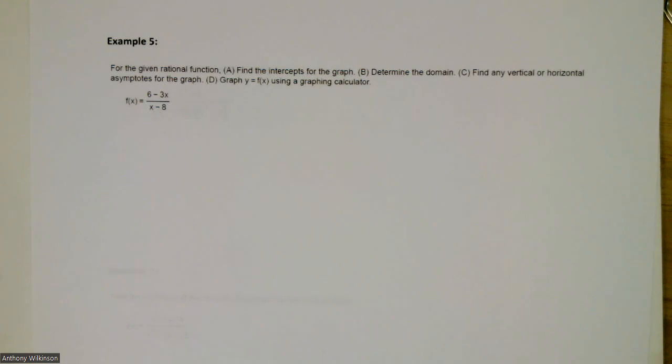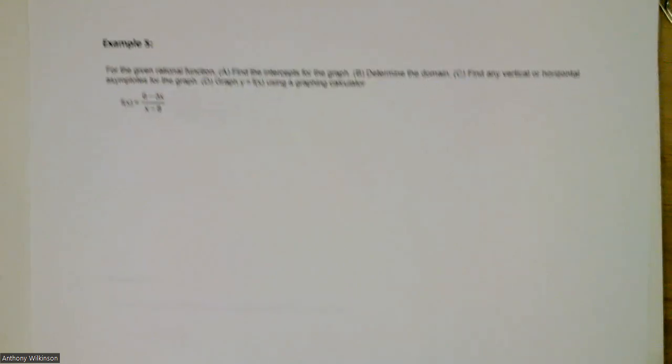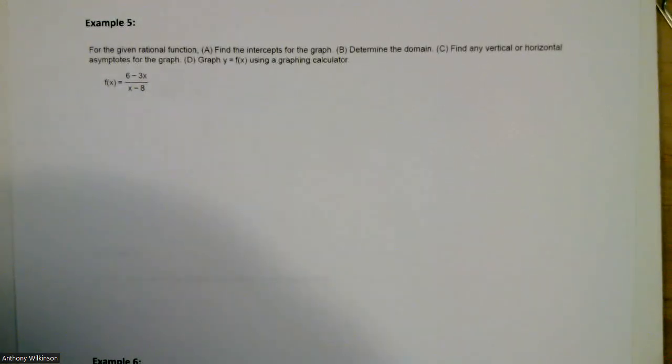Here's some examples of this. For the given rational function, we're going to find the intercepts of the graph, both the x and the y-intercept, determine the domain, find any vertical or horizontal asymptote for the graph, and then graph y equals f of x using a graphing calculator. Okay, so here's what we have here. f of x is equal to 6 minus 3x divided by x minus 8.